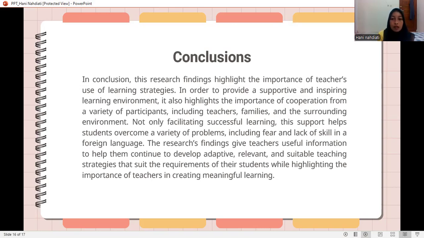The research findings give teachers useful information to help them continue to develop adaptive, relevant, and suitable teaching strategies that suit the requirements of their students, while highlighting the importance of teachers in creating meaningful learning.